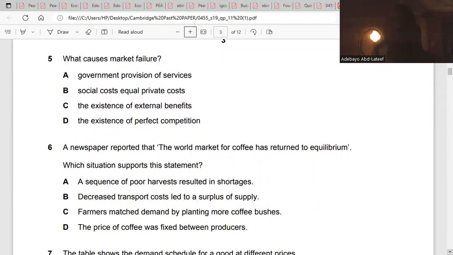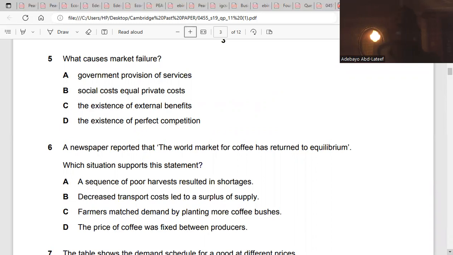Question 5. What causes market failure? Market failure is social cost exceeding social benefits. So they say what could cause a market failure? A, government provision of services. If government is able to provide services, it reduces market failure. Social cost equal private cost. If social cost equals private cost, then there's no market failure there.